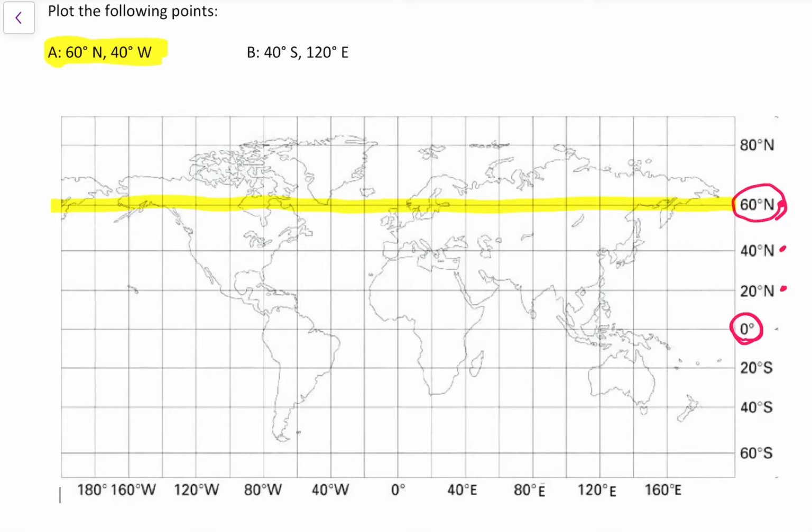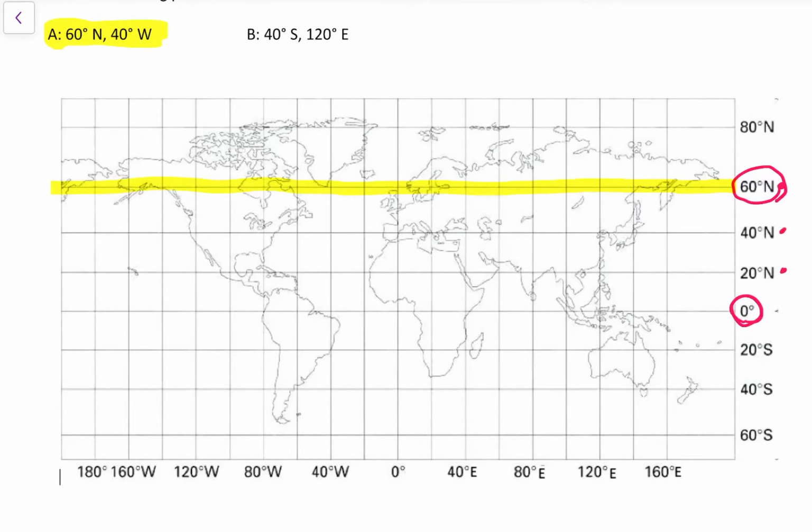So the longitude is 40 degrees west. So let's now look at the longitude. Remember, longitude goes up and down, the lines are up and down. So my longitude numbers are on the bottom, and I need to find 40 degrees west. Here's 0, my prime meridian, and I'm going to move west. 40 degrees west is right here. So 40 degrees west, this line of longitude is this line here that I'm highlighting in blue.